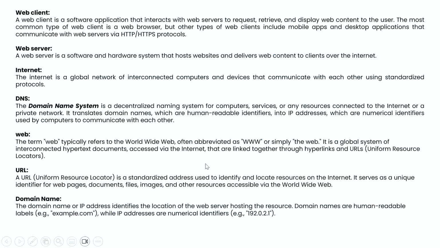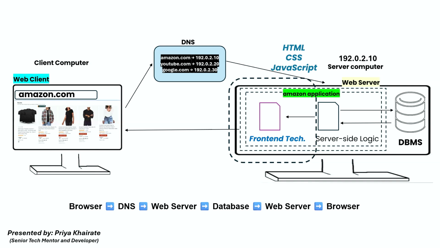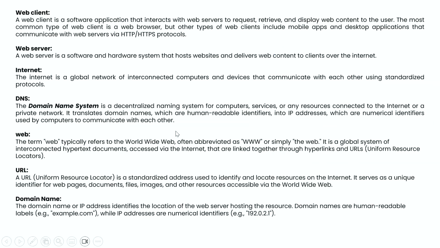If you want to go through the definitions and the complete explanation, you can go through here. Just revise what is web client, web server, internet, DNS, web, URL and domain name. If you have any doubt about these terms, or want to learn about any other term, just let me know in the comments, and I will respond with a proper explanation of that concept.